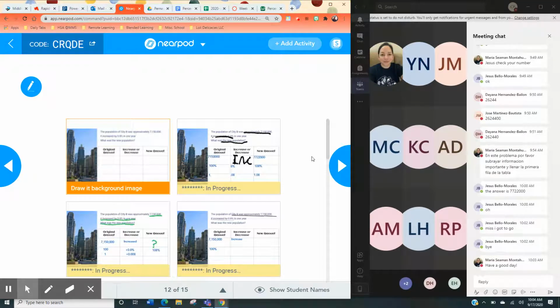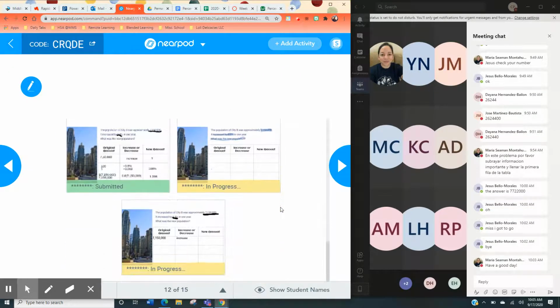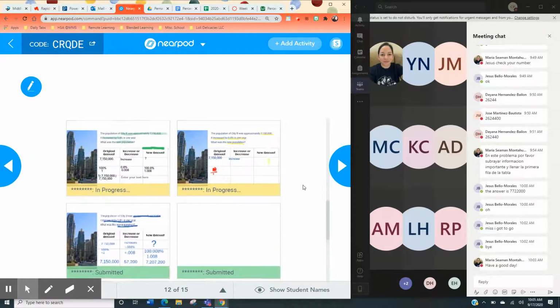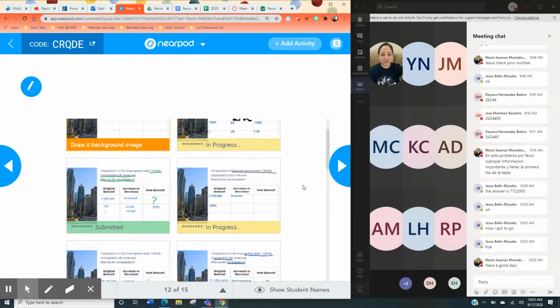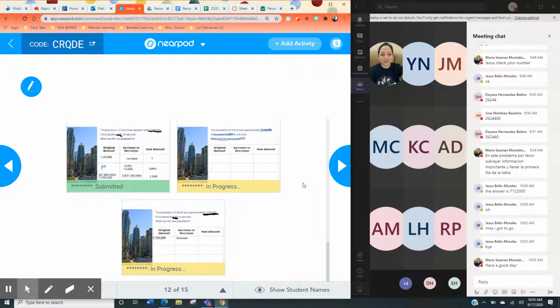So even if you didn't finish your table, I want you to submit. I want you to do one more problem and you're going to do it on your own. So go ahead and submit, submit, submit. I have one person, two people, three people submitted, four people, five, six people submitted. Keep going. I still have two, three, four people that need to submit. I'm going to move on.